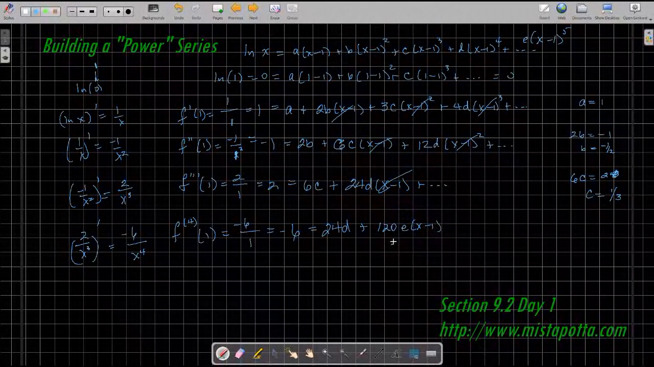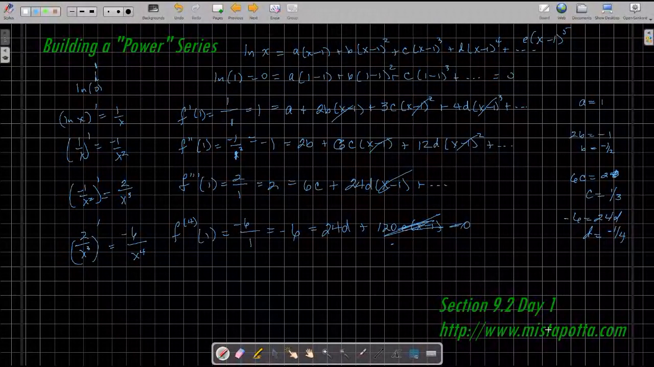But all of these terms are going to end up being 0 because 1 is equal to x. So what I've got is negative 6 equals 24d, so d equals negative 1/4.